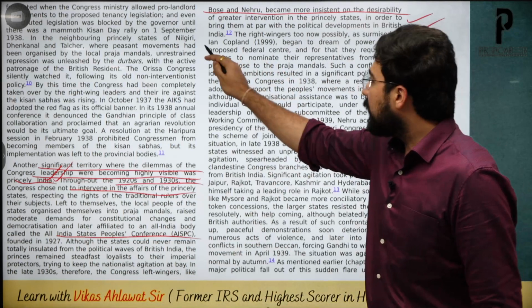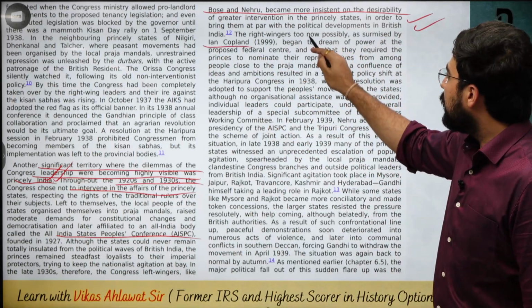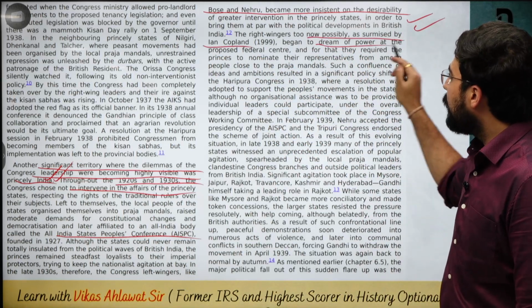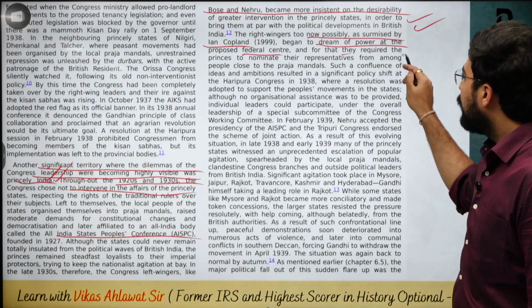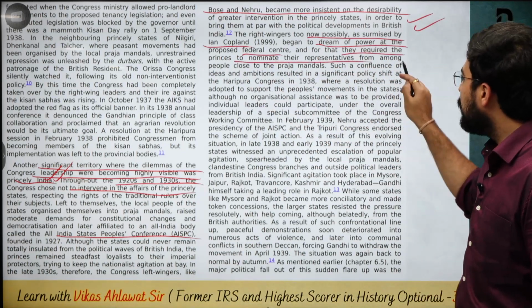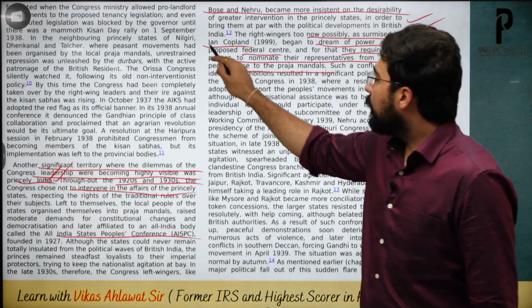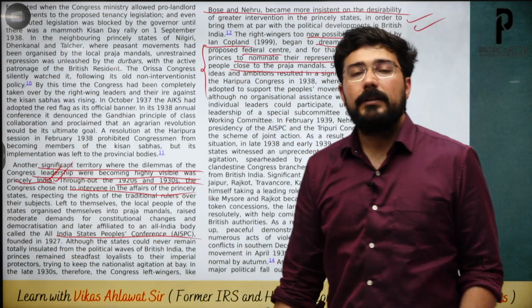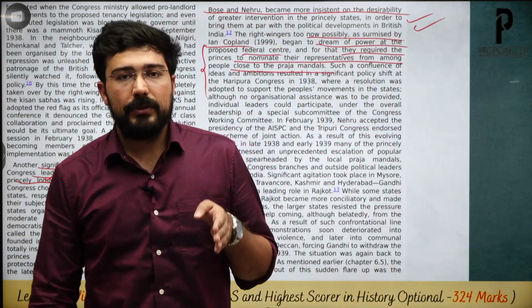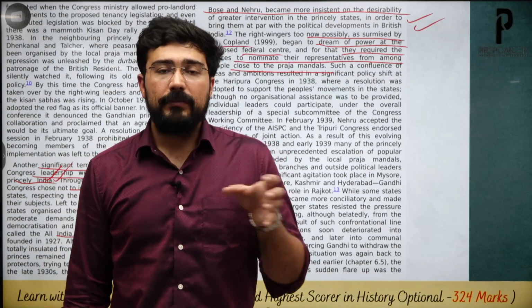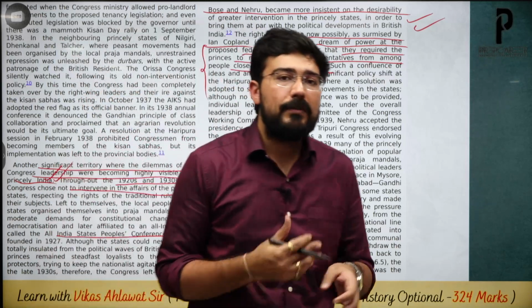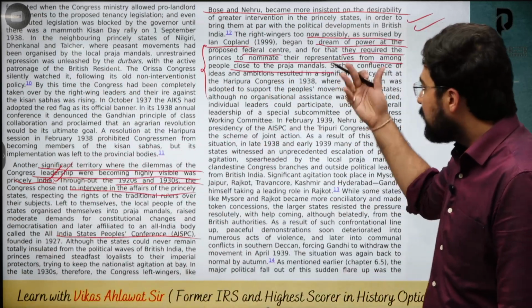And here comes a comment from Ian Copland, who says the right wingers, it was surmised, began to dream of power at the proposed federal center, and for that they required the princes to nominate representatives from among the people close to the Praja Mandals. The 1935 Act came up with the proposition of federation, and the creation of the federation itself is going to become a very big issue. And that is what is being explained here.